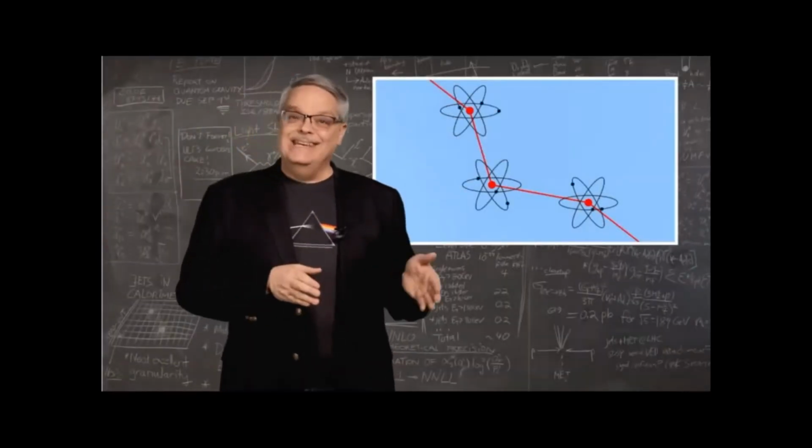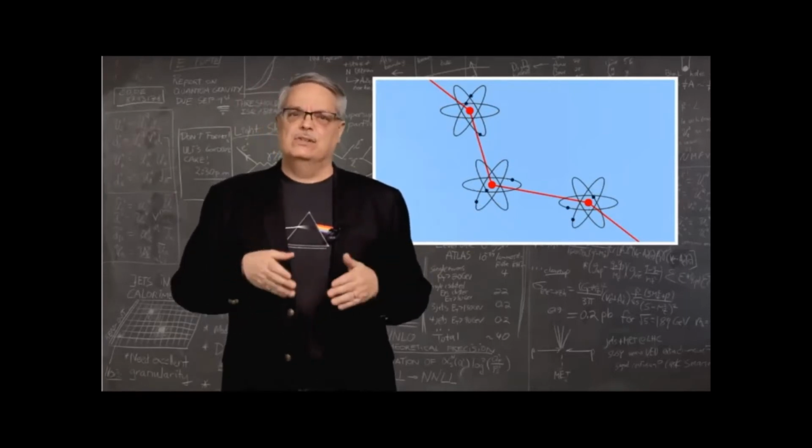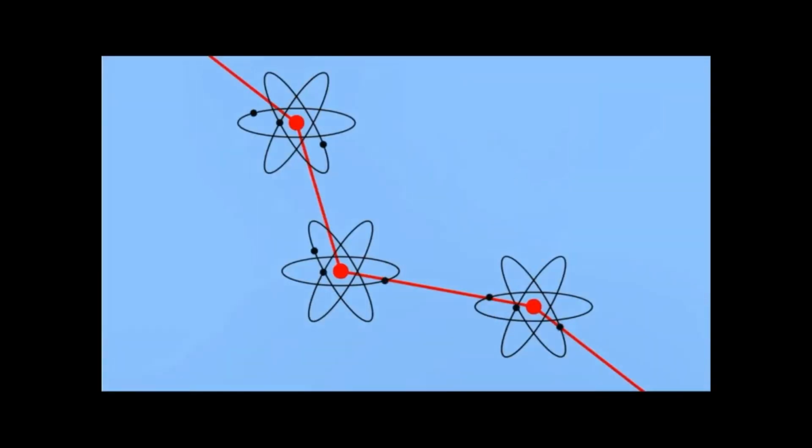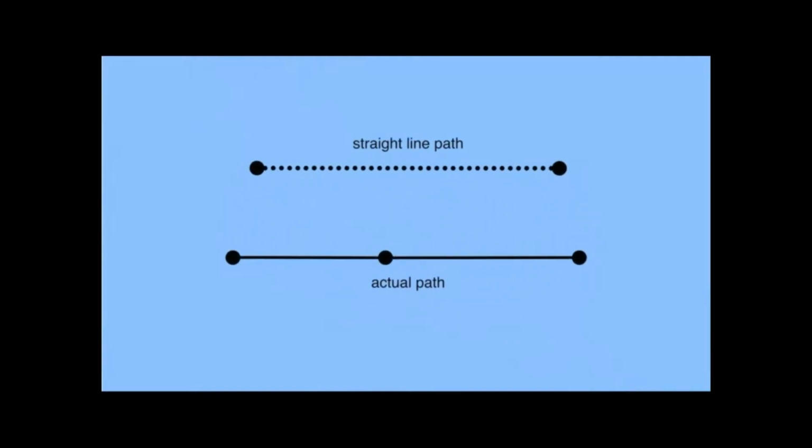That process occurs again and again as the light passes through the glass, but let's focus on just these two scatters to see how the explanation goes. If we take away the atoms, we can see the important bits. There's the actual path traveled by the light in this scenario, which we can compare to the straight line path. If we straighten out the actual path, we see that it is longer than the straight line one.